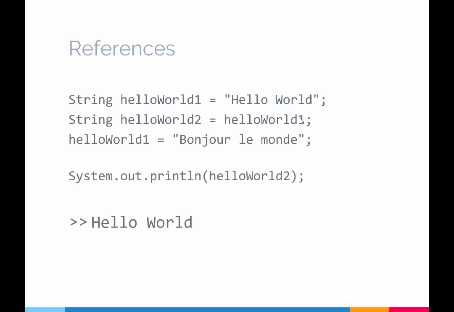Now, this is where the trick happens. When we reassign hello world 1 to Bonjour Le Monde, a different part of the heap is allocated for the string, and then the value here gets changed to point to here. The value stored, the value identified by hello world 2, is still pointing to here. We change the value stored in those variables, not the references they were pointing to. Which is why the second one still says hello world in English.